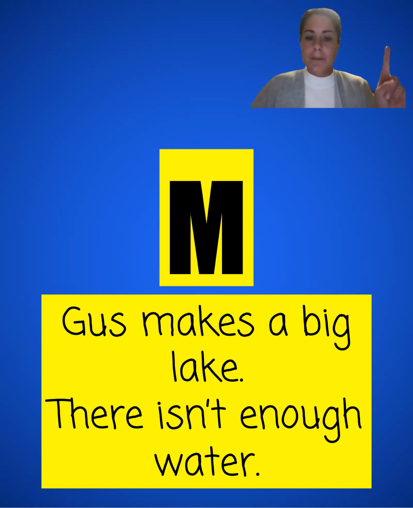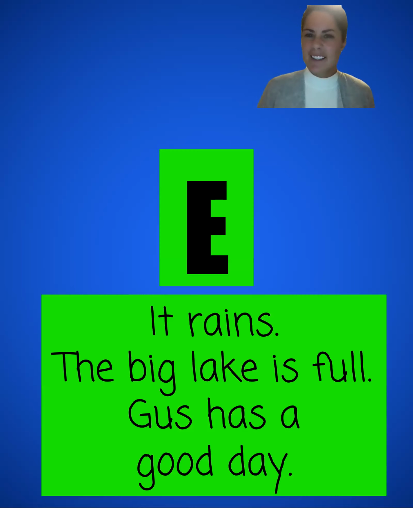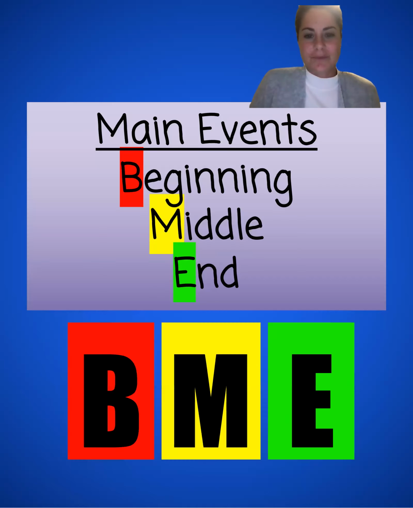So we got beginning, Gus goes to the park. Middle, he tries to build a big lake in the sandbox, and there isn't enough water. How does it end? It rained, and the big lake is full. Gus has a good day now, right? So the ending, how it ends, it's not always just right at the last page. It's kind of what happened at the end here. What's going on here? It rained and the big lake is full and Gus has a good day. Nice. So that was just a short story.